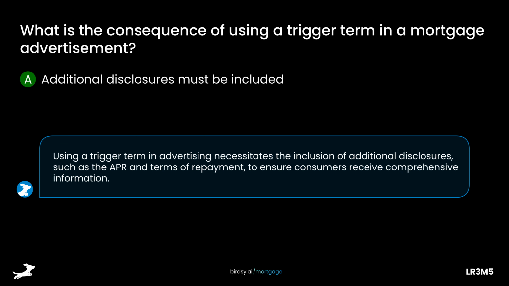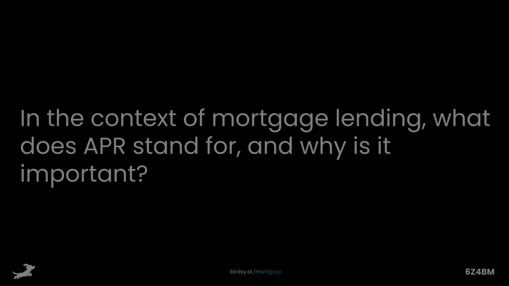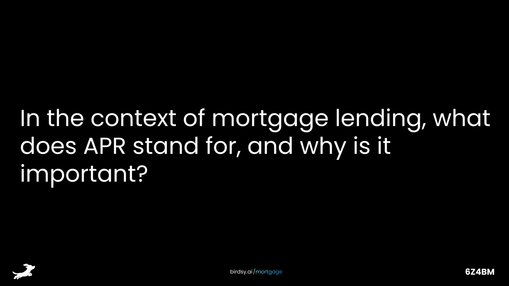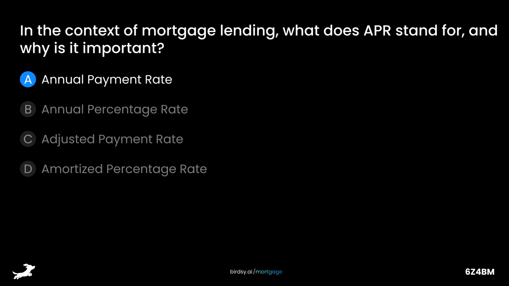Using a trigger term in advertising necessitates the inclusion of additional disclosures, such as the APR and terms of repayment, to ensure consumers receive comprehensive information. In the context of mortgage lending, what does APR stand for, and why is it important? Is it A, annual payment rate, B, annual percentage rate, C, adjusted payment rate, or D, amortized percentage rate?